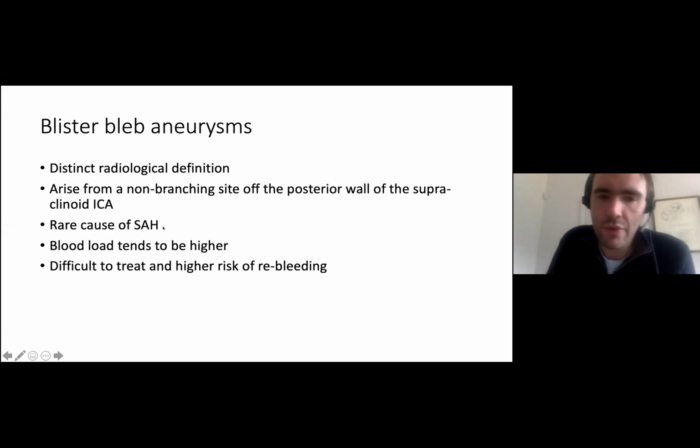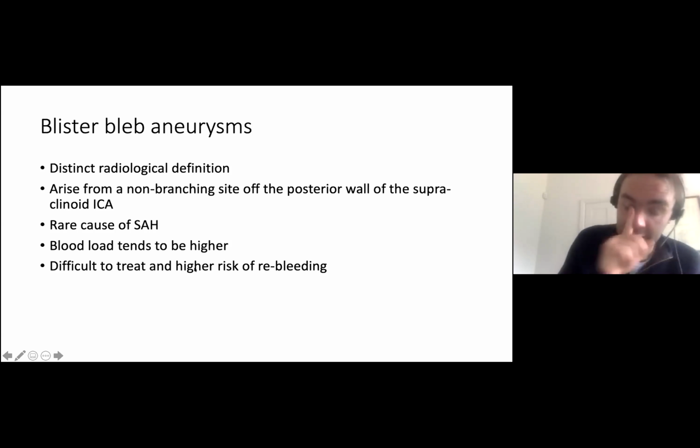They tend to be in younger people. The blood load seems to be higher. They're very difficult to treat, and they're also at higher risk of rebleeding because it's just a sort of friable, shallow bleb on the back of an aneurysm.